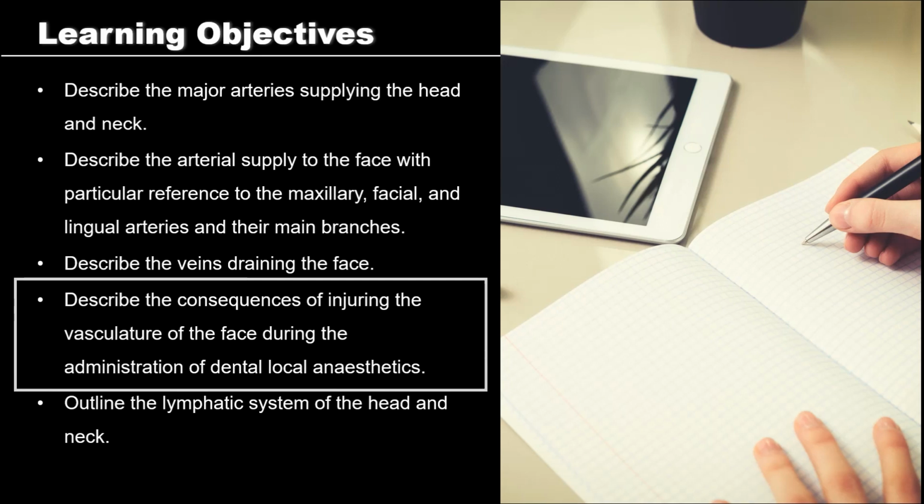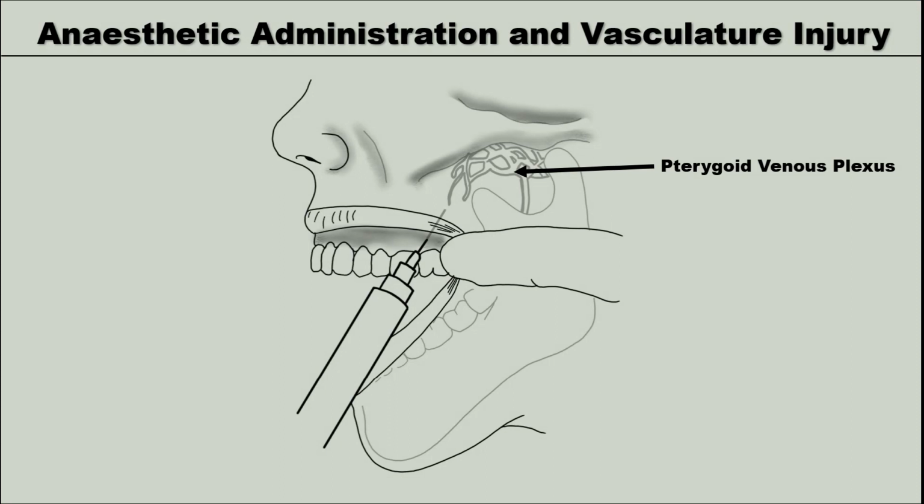So why are veins so important aside from the obvious? Well, in dentistry you'll be administering anesthetics via injection, and this picture shows why the pterygoid venous plexus is important in dental practice.